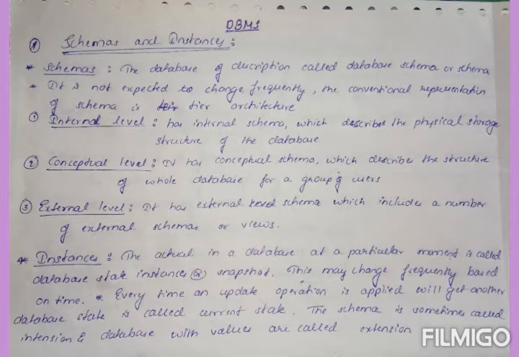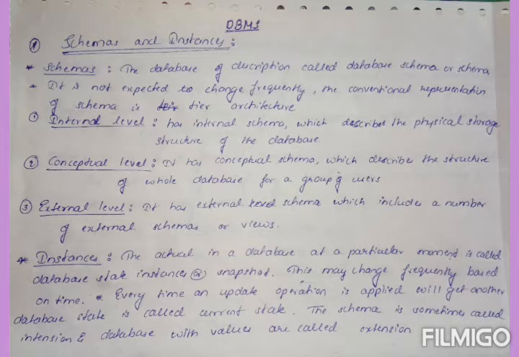Okay, let's begin. Move to the schemas and instances. Schema means the description of a database, called a database schema or schema. It is not expected to change frequently, and the conventional representation of a schema is the three-tier architecture. A schema is only a description of a database, and it has three types: internal level, conceptual level and external level.